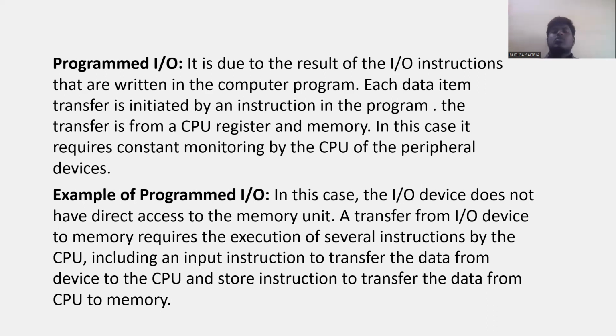In this programmed input-output, the computer is transferring the data by the instruction of the program. By giving the instruction command, the data will be transferred in the computer. The transfer is from the CPU register and memory. The commanded instruction from the computer helps to transfer the data from the CPU register and the memory. In this case, it requires constant monitoring by the CPU of the peripheral devices.